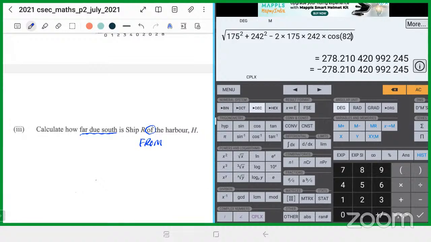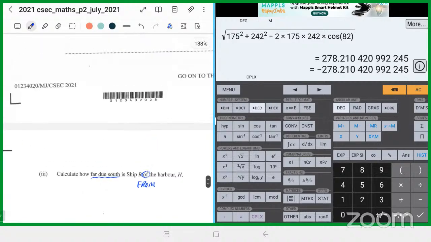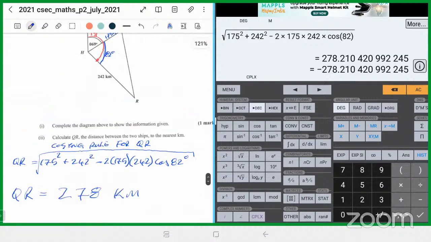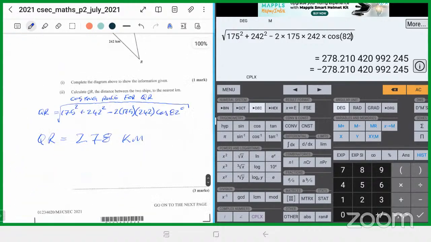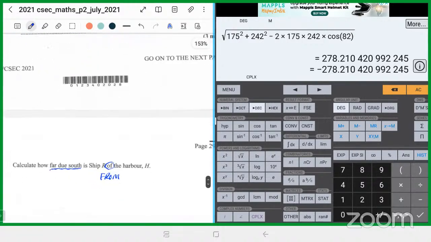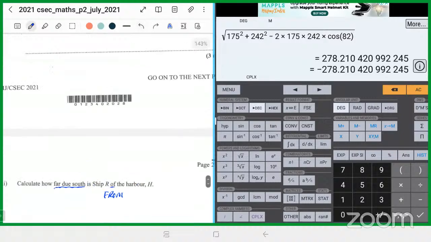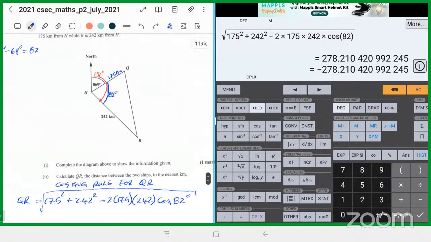Now let's look at what distance that is talking about. How far south? Let's put it on the diagram. So it's R from H, right? They want R from H, because R off H is the same as R from H. So they want how far south is R from H. What distance are they talking about? Let me show you now.